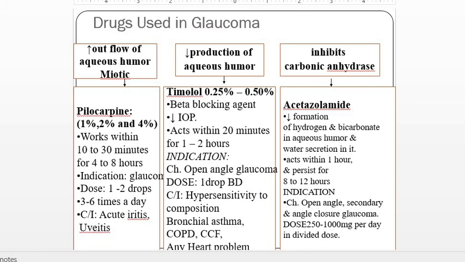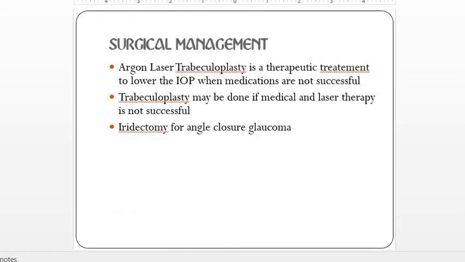So these are the drugs used in glaucoma, divided in 3 different categories. First one, to increase the outflow of aqueous humor, which is used for the myotic. Second, decrease of aqueous humor production. Third is inhibiting the carbonic anhydrase.